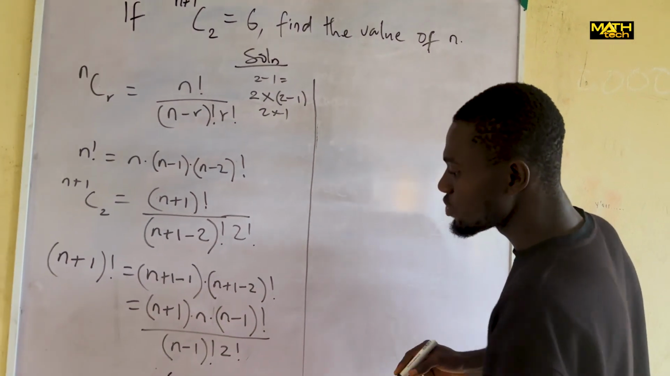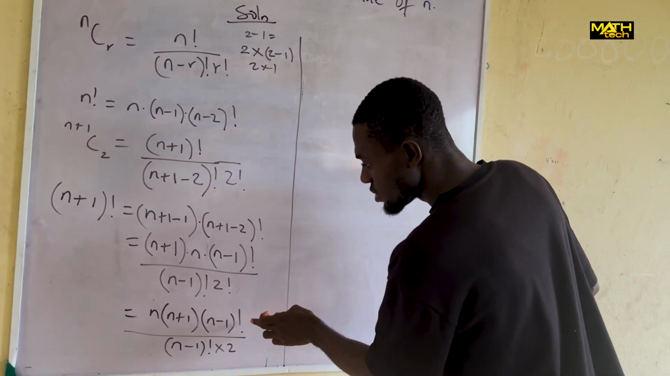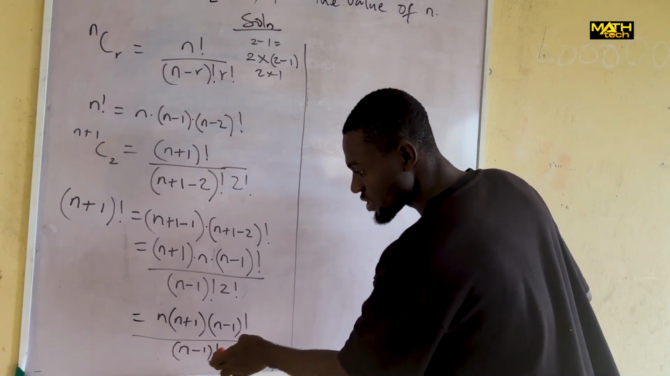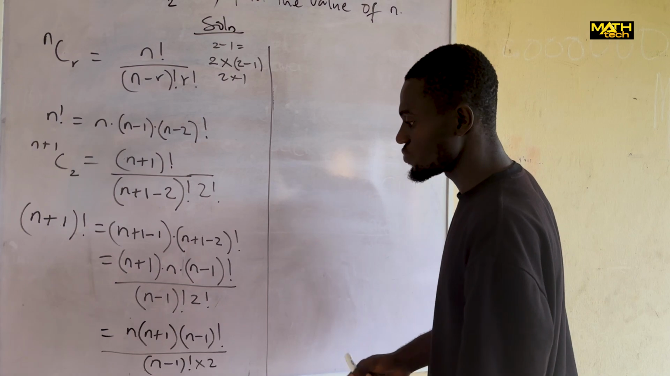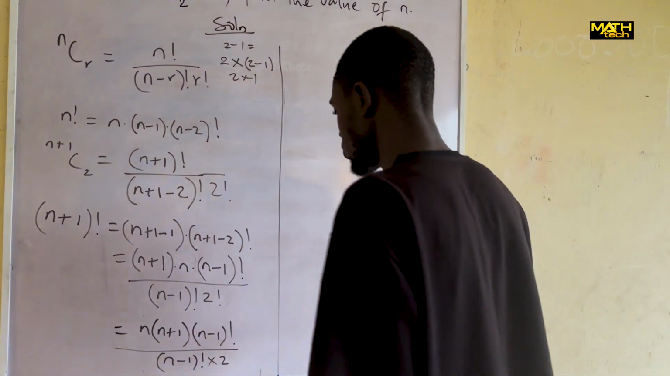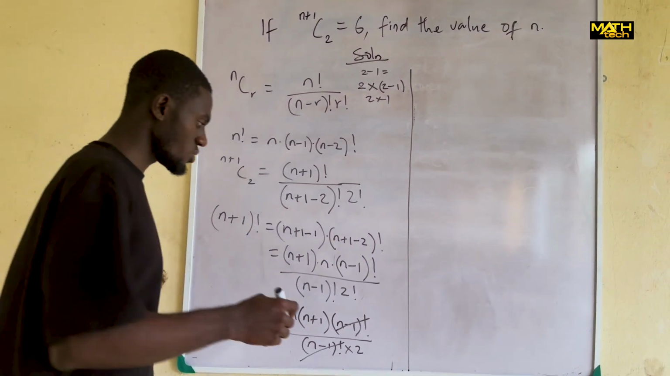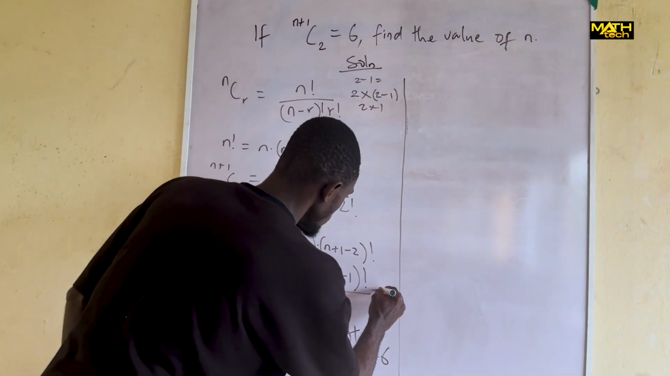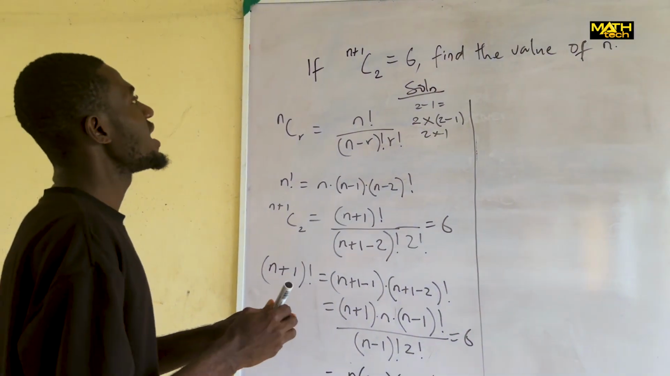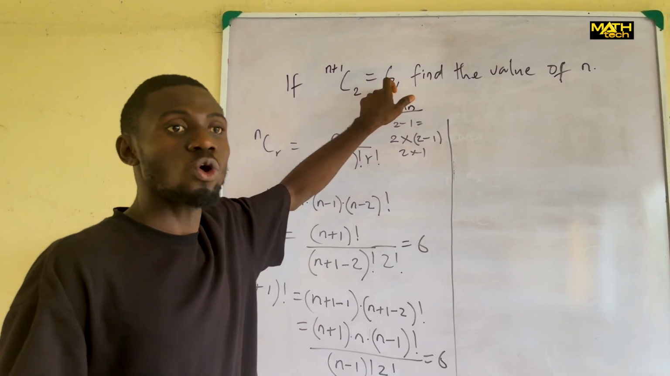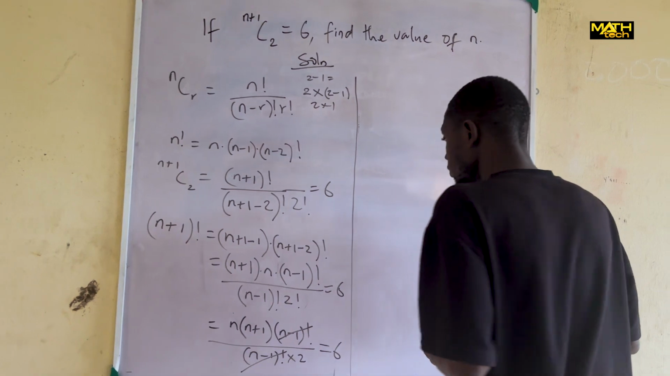Now don't forget this is a product, multiplication. So we have a common factor in the numerator and also in the denominator: n minus 1 factorial. We can do away with both, so we cancel here and here. Sorry, I forgot to do something. We have to equate this to 6. Don't forget the question says n plus 1 combination 2 is equal to 6, so we have to equate this to 6. Sorry, I made the mistake.